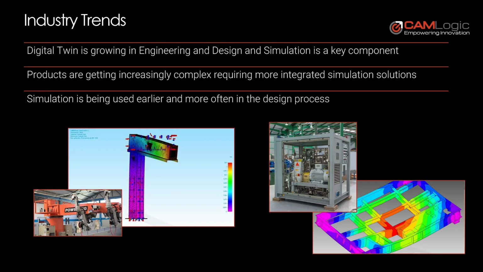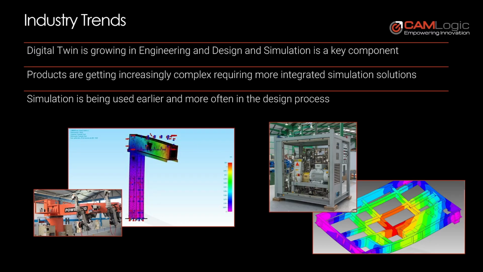The next trend is that products are always getting more and more complex and requiring an integrated simulation solution. Meaning that it's pretty rare for a final product to be solely mechanical design. Most products these days have mechanical, electrical, and other domains that need to be simulated. So it's pretty often that a multi-physics or integrated physics simulation is required these days.